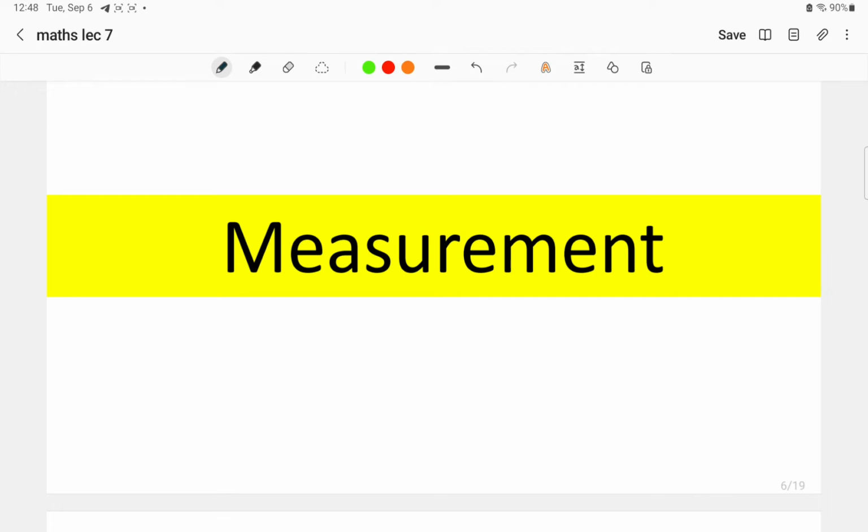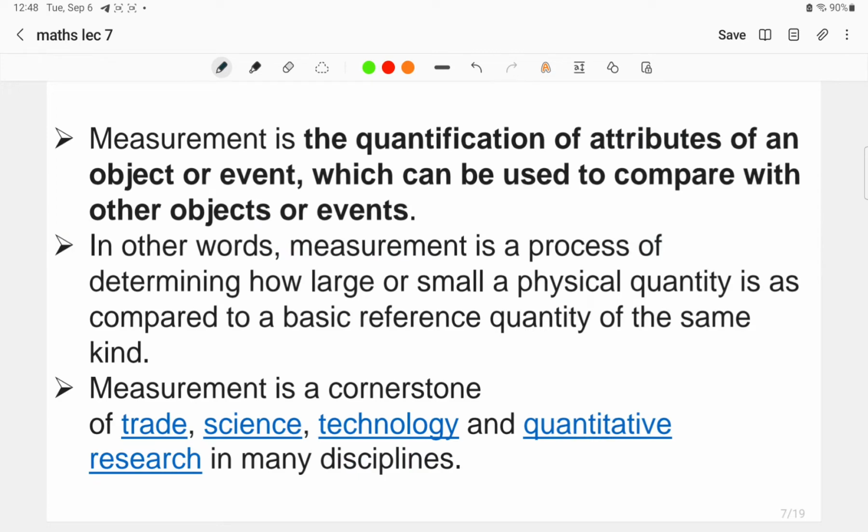So measurement is a process in which we are simply determining or measuring a physical quantity. How small or large an object is, we are simply giving a reference of the quantity or a kind of substance. The definition of measurement is that it is a quantification of the attributes of an object or event, in which we are comparing one object with another object. How large an object is, how small a physical quantity is, we are comparing with different references, with a basic reference quantity of the same kind.